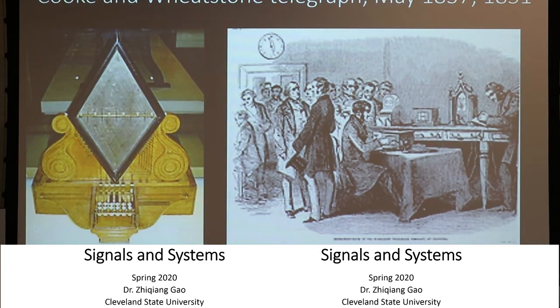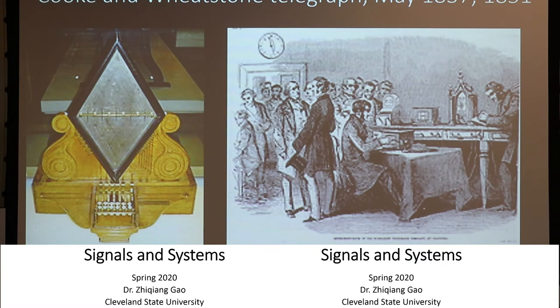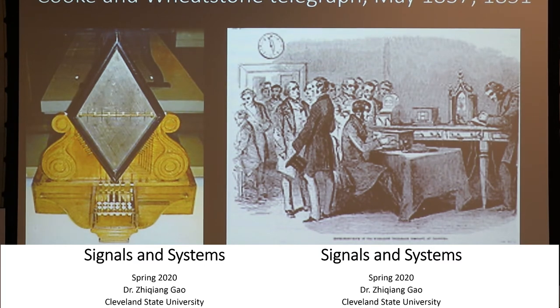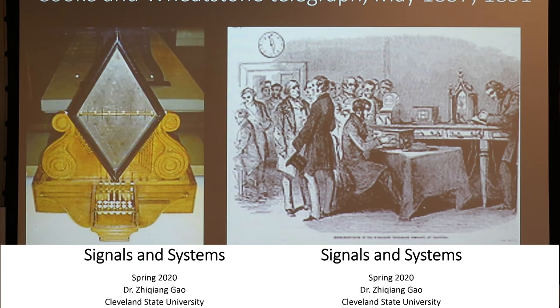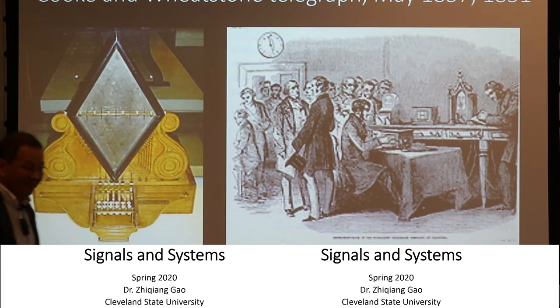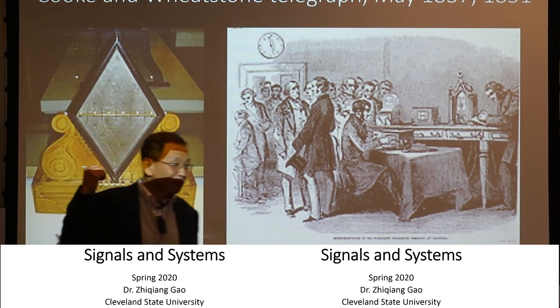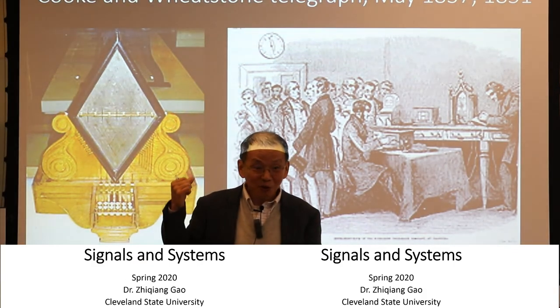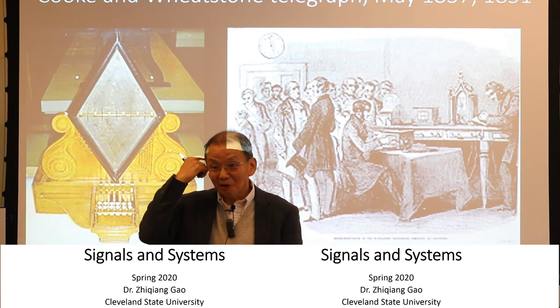1837 and 1851. What happened in 1851? 30 years later, they can communicate between Paris and London using this invention. 30 years later. So this is not physics, although you only heard about this in physics, Oersted's experiment.